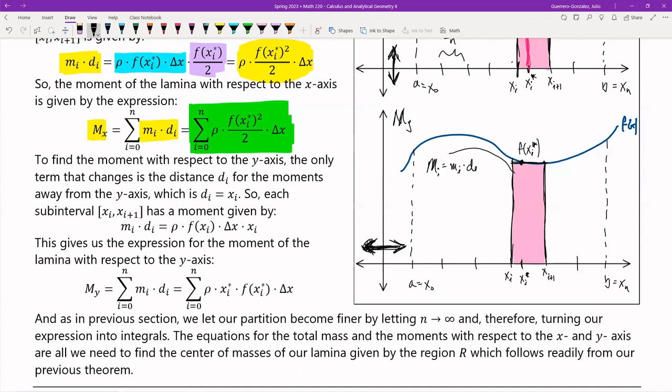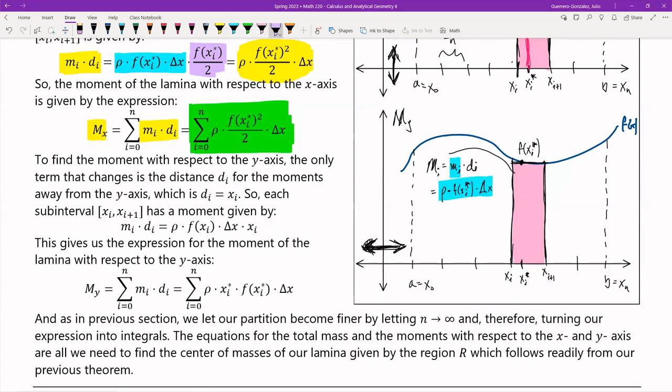So it's going to be a mass times some distance away from the y-axis, right? We know what the mass is for this particular rectangle. We've computed it a bunch of times before, right? So the mass is going to be rho times basically the area of this rectangle, which is going to be f of xi star times delta x. So just like before, the mass is still given by this thing, right?